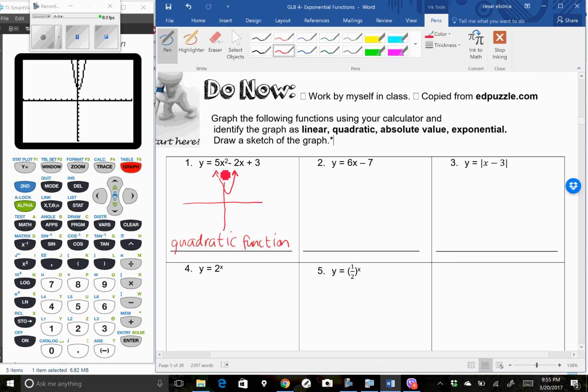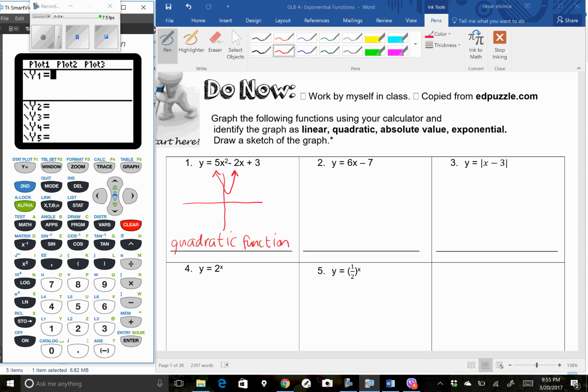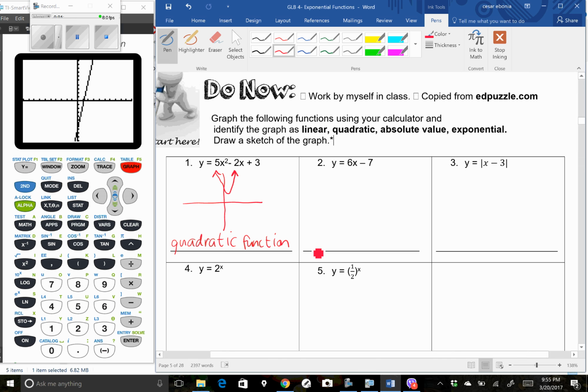For number 2, let's enter again in the calculator. So we have 6x minus 7 and press graph. Now, since the graph is a straight line, we call this one a linear function. And sketch the graph again. So it looks like it's passing through the y-axis and the x-axis. This one will be the graph.